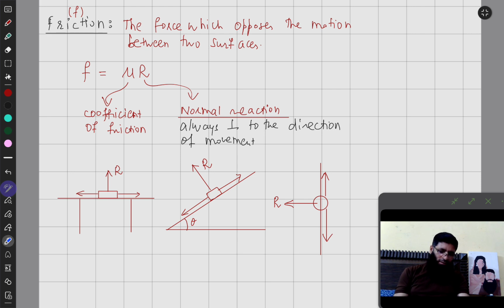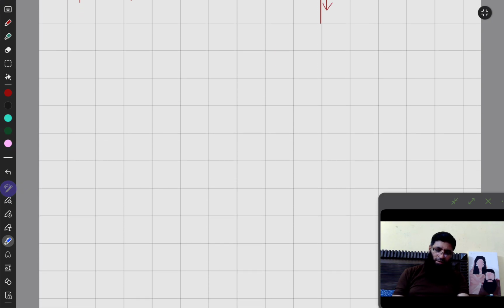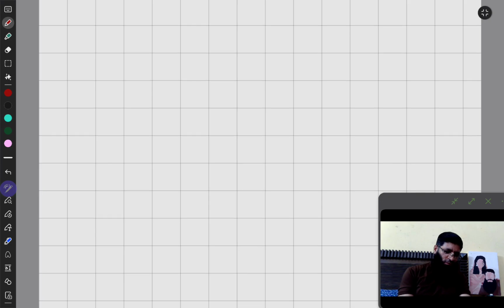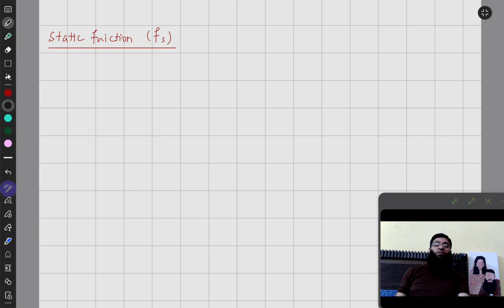Now there are some types of friction, very, very important. You have seen the expression for the friction, that will be mu times R. There are some types of friction. First of all, you have static friction. Usually it is denoted by Fs. This is the friction when both surfaces are at the state of rest.